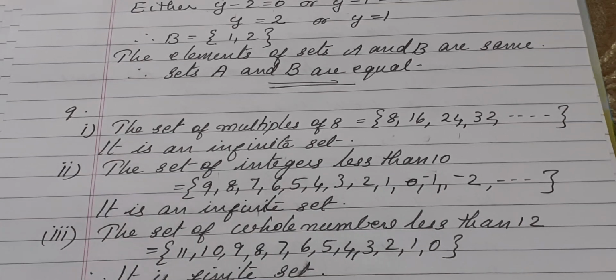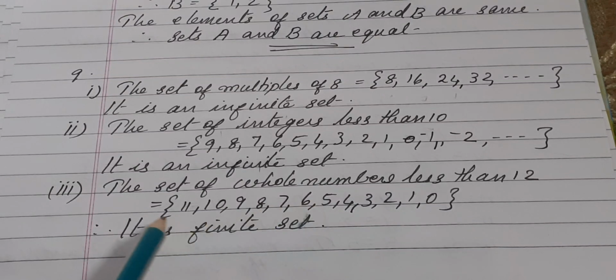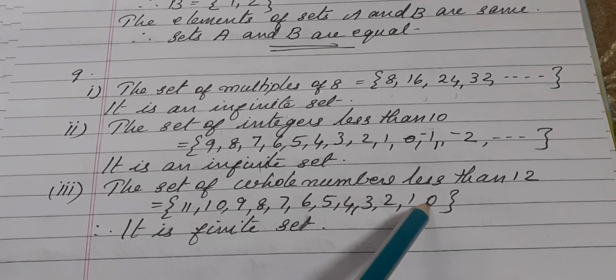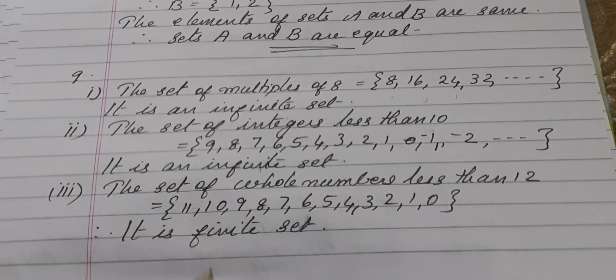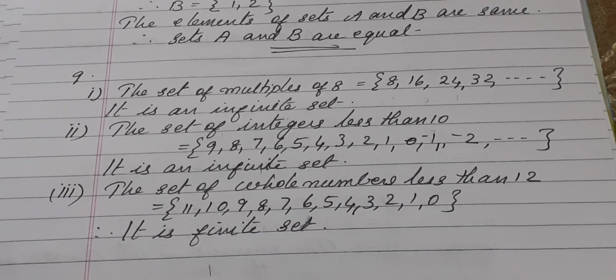Now the third one, the set of whole numbers less than 12. Whole numbers means it starts from 0 only. So 11 to 0 only, a finite number of elements. So it is a finite set.